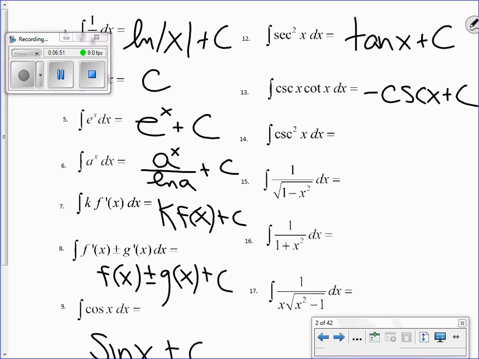Nice. The antiderivative of cosecant squared x. Negative cotangent x plus c.